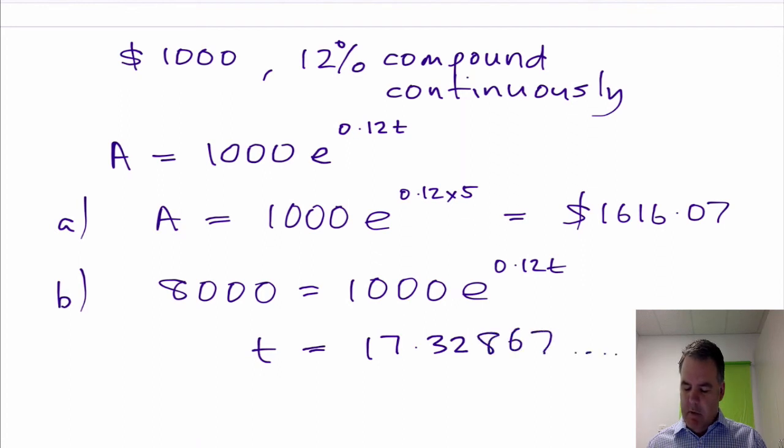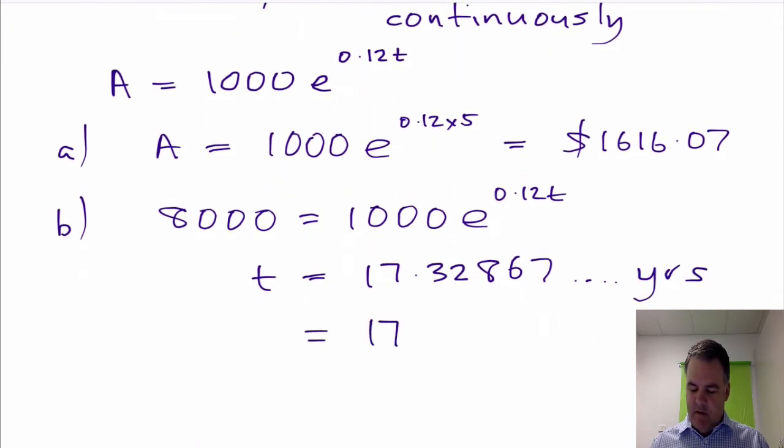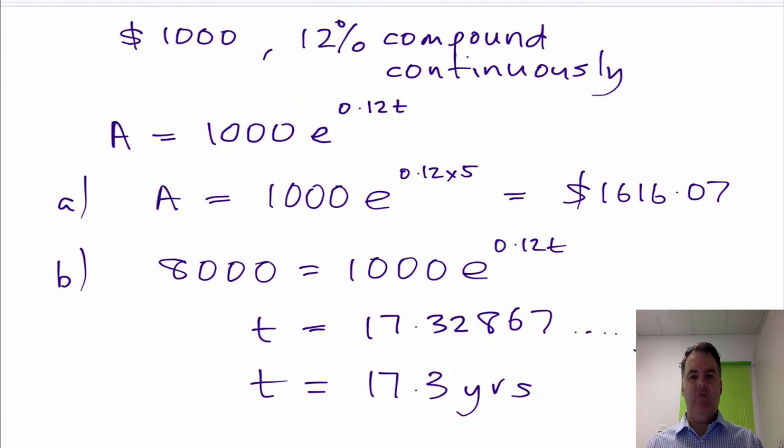17.32867 and so on years. Okay, and if it asks, 17.3 years would be a good way to round it. I mean, you could technically go months and days and hours and minutes if you really wanted to, but 17.3 years is when you'd have $8,000 in the bank. So there's some really simple problems there of starting with this exponential function, the idea of exponential growth, and being able to do something with our calculator in a question kind of like that.